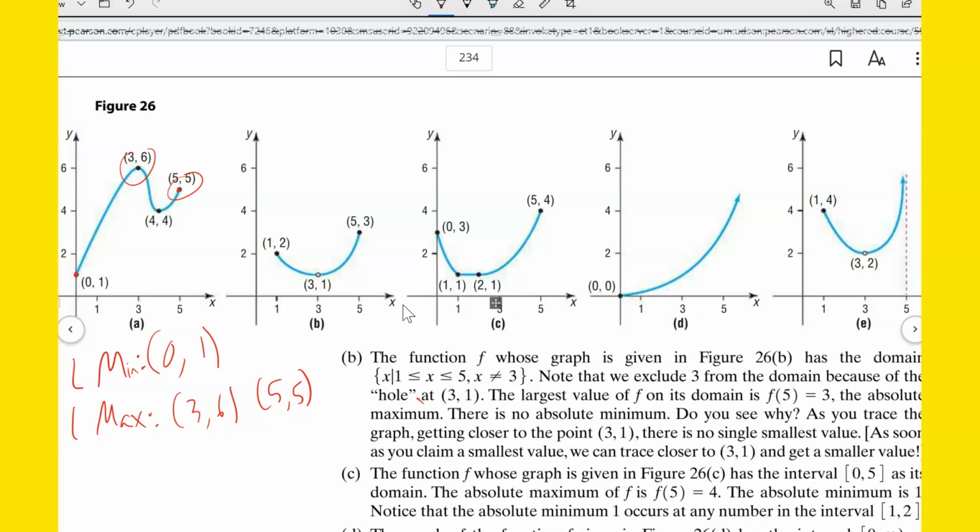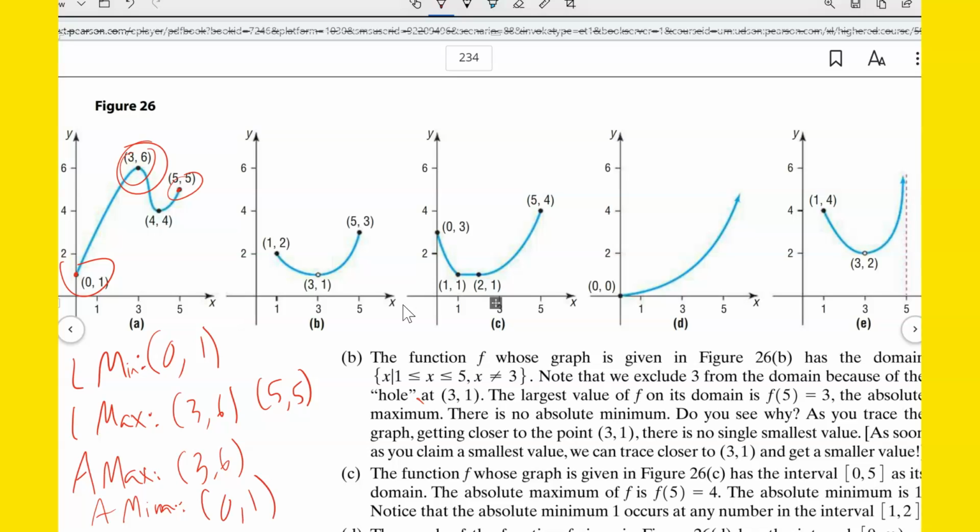All right, what about an absolute max? Absolute max would be that point. That's the highest point. So (3, 6) is a local and an absolute max. What about the absolute minimum? That would be there, (0, 1).